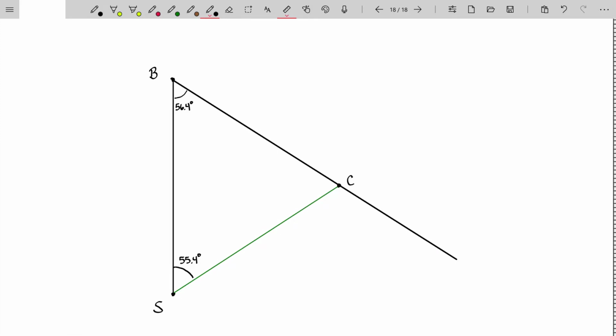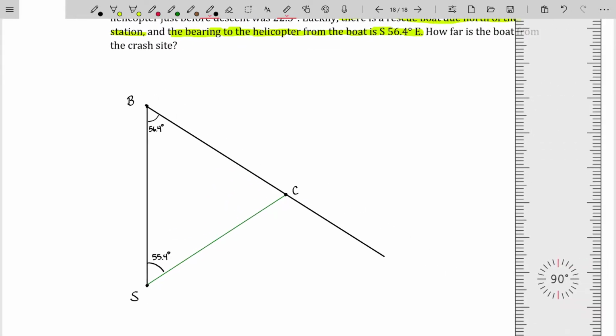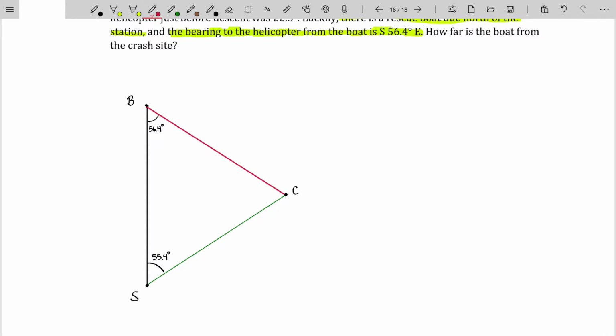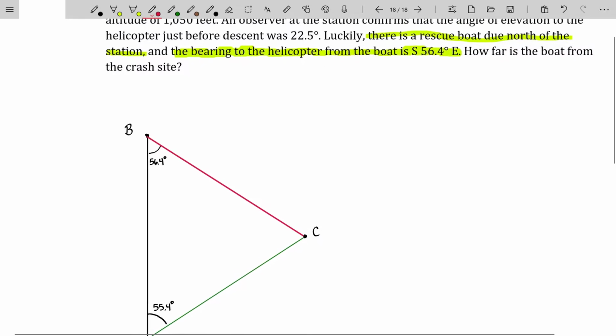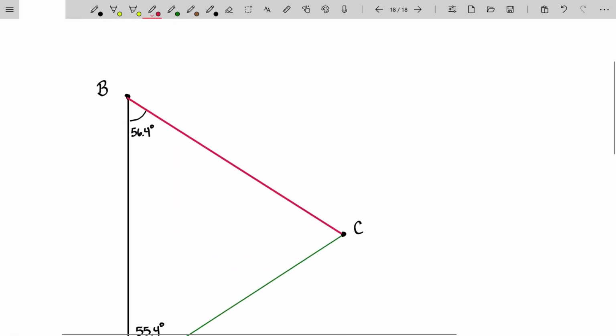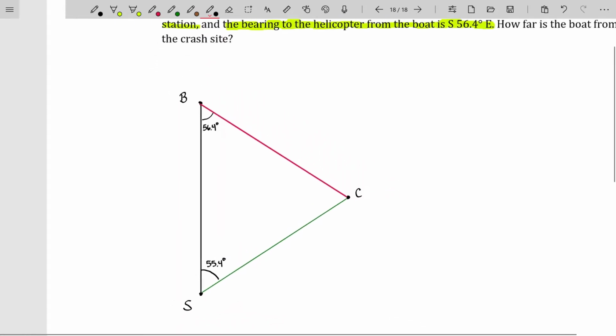There we go. Now I'm going to go ahead and erase a few things and recolor a little bit. The reason I do that is because we want to know that distance in the end. How far is the boat from the crash site? So this red distance is what we want. There's a lot more information given in this problem than what I've drawn in. The problem is the rest of the information is in a different dimension. Let me say that again. The rest of the information is not given in a top-down view.